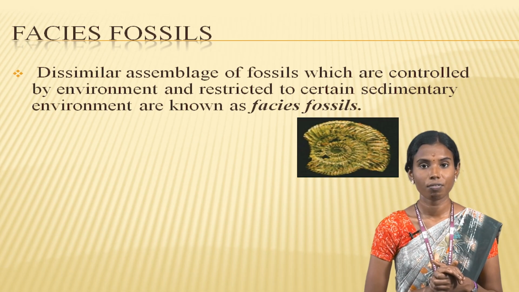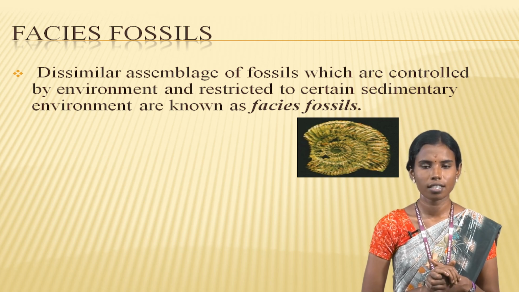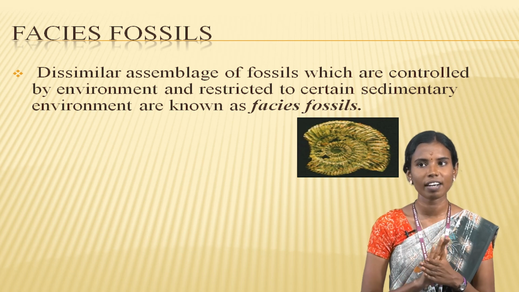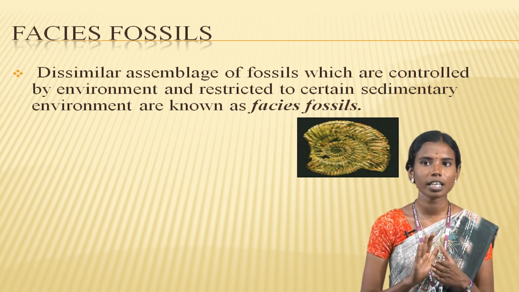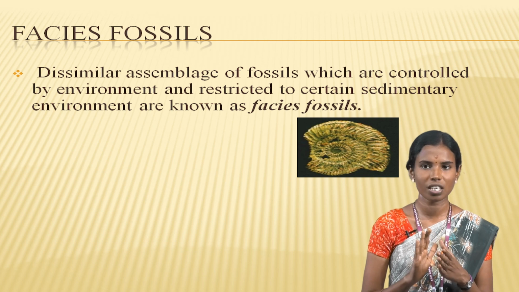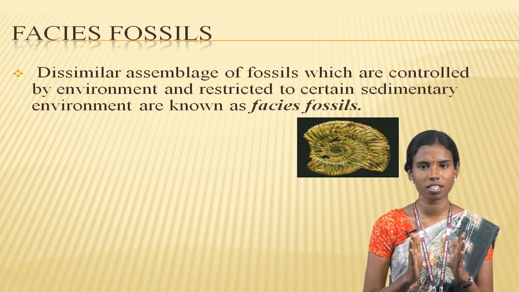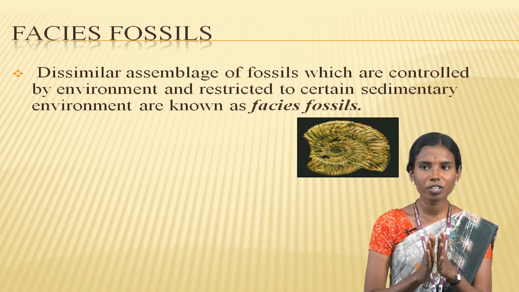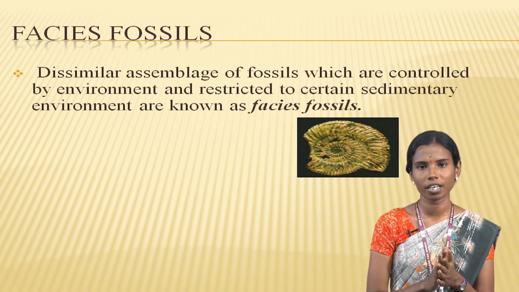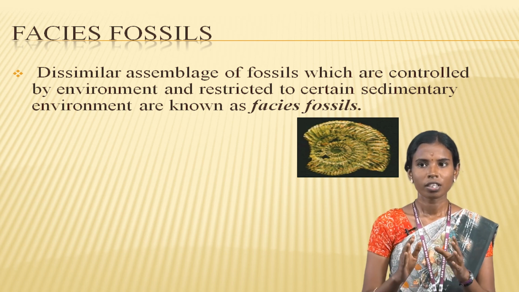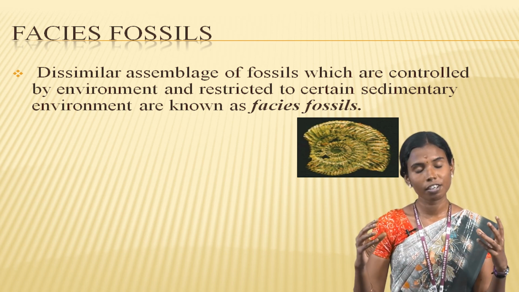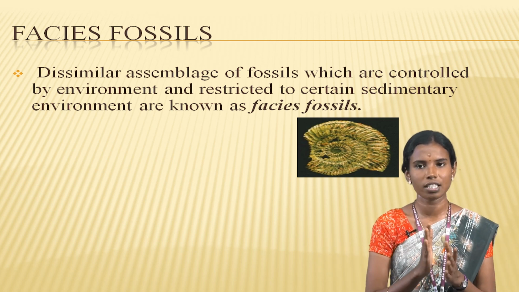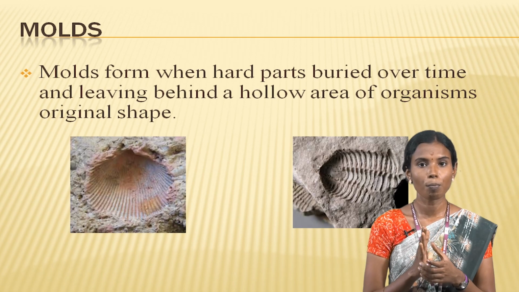Next we will see about the facies fossil. Facies is a dissimilar assemblage of fossils which are controlled by the environment and restricted to certain sedimentary environments, and they are known as facies fossils. So what is facies in sedimentary rock? It's a set of lithological or paleontological characters which indicates its depositional environment, right? So facies fossils are different types of fossils, different classes of fossils, accumulated in the same environment.